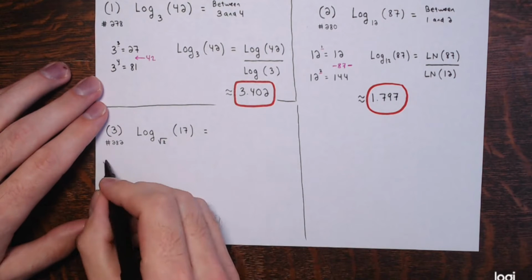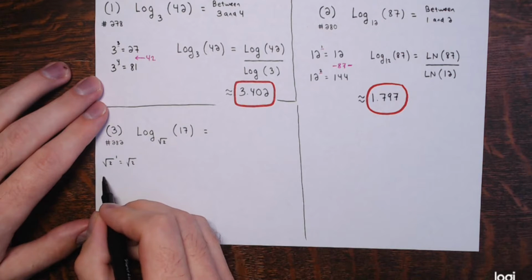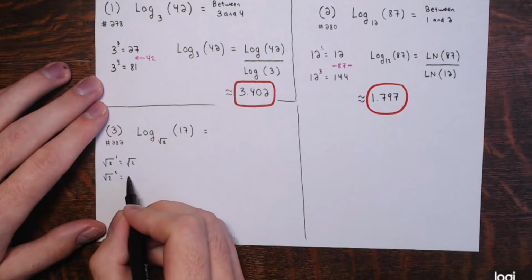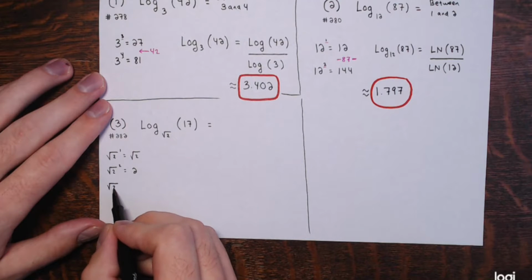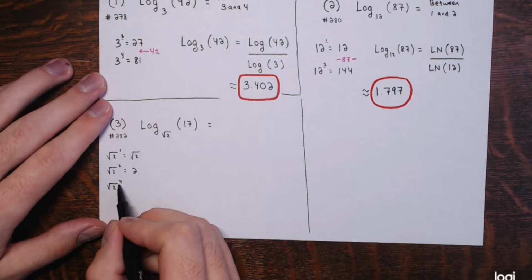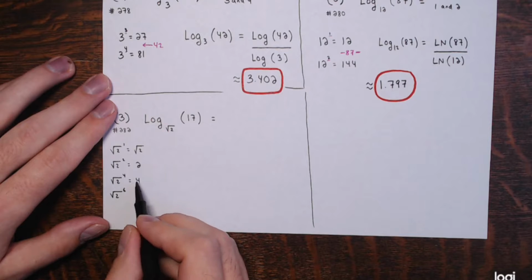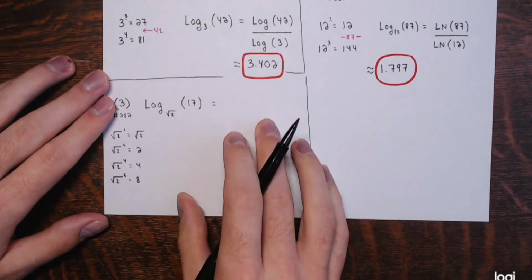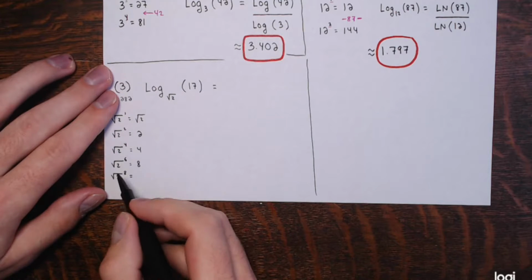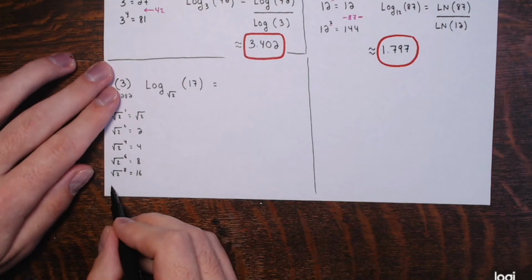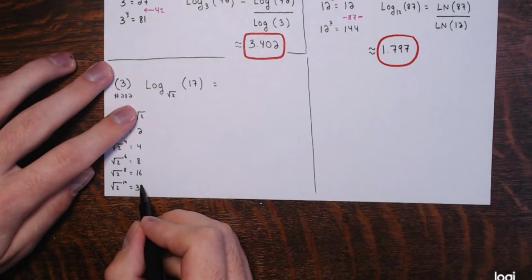So remember, square root of 2 to the first power is the square root of 2. The square root of 2 to the second power is just 2. The square root of 2 to the fourth power would be 2 squared, would be 4. The square root of 2 to the sixth power would be 2 cubed, would be 8. The square root of 2 to the eighth power would be 2 to the fourth, that would be 16. And the square root of 2 to the 10th power would be 32.